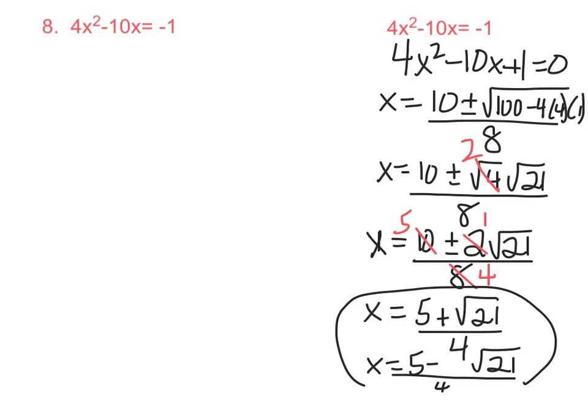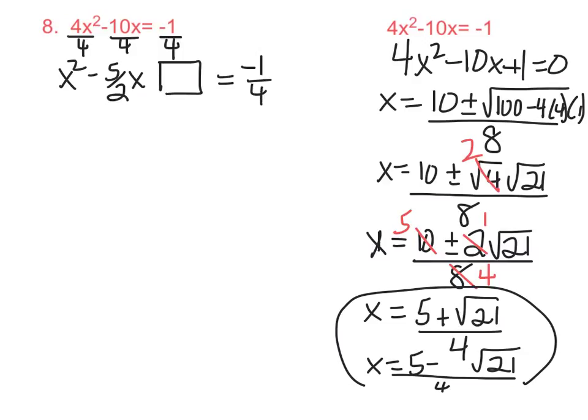They were also asking you to complete the square. So when we complete the square, remember that we want to get that lead coefficient to be 1. So I'm going to divide everything here by 4. And that will give me x squared minus 5 halves x. I'm going to leave a space, and that will equal negative 1/4. And again, I'm going to leave that space.